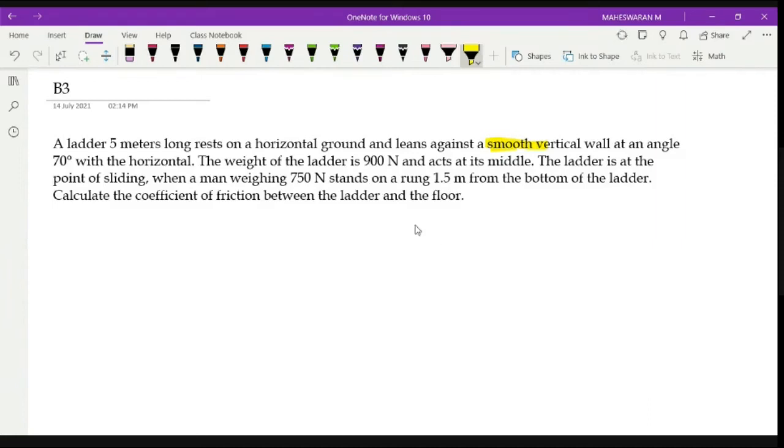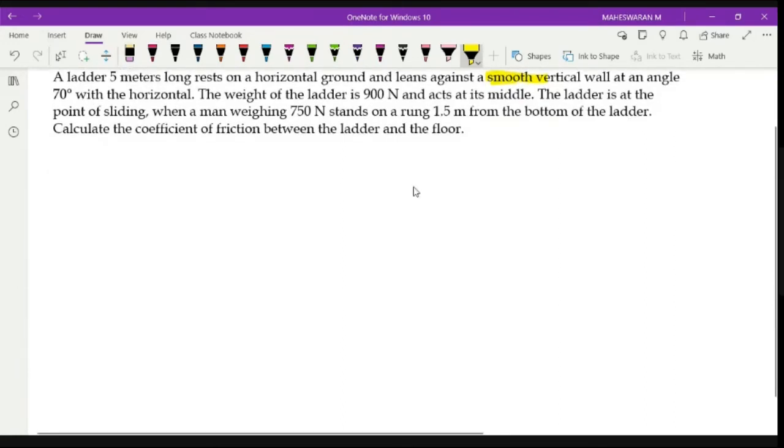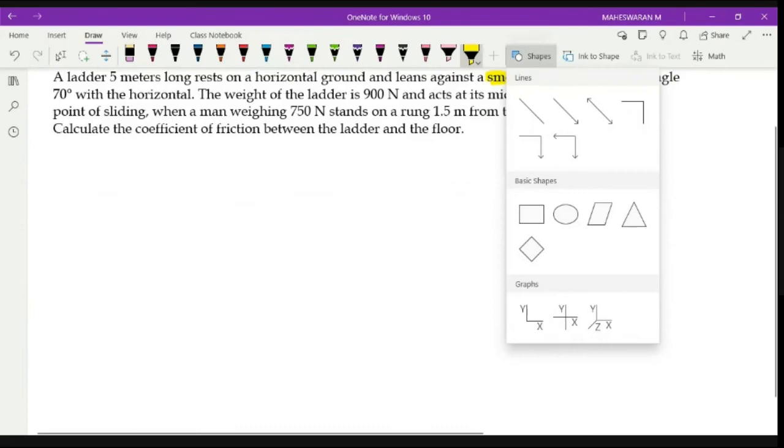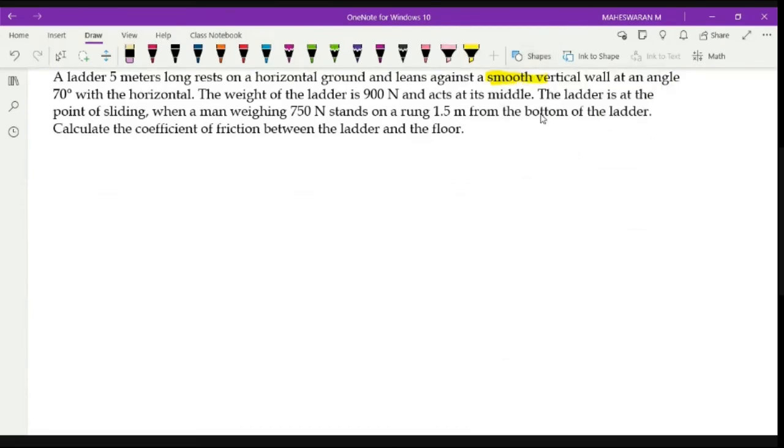Your ladder is sliding, right? It is the point of impending motion. So at that time we say that your friction is equal, and we can equate it to identify the value. Let me draw a diagram related to this. You have a horizontal and vertical line.